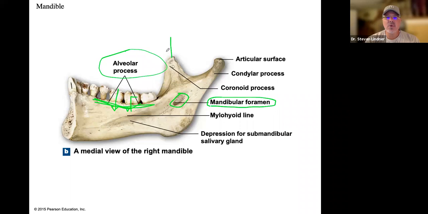Here is the coronoid process, and here's the mandibular process. Here's the mandibular notch. Here's the angle of the mandible, and then here's the ramus of the mandible.